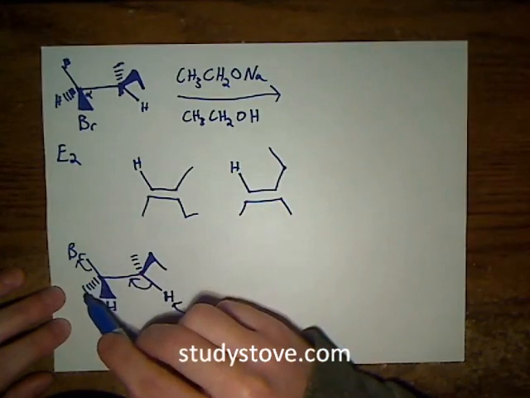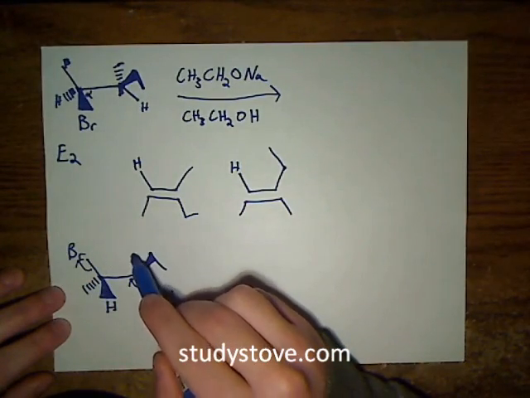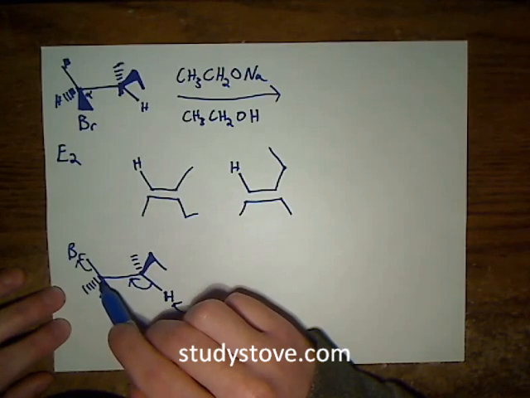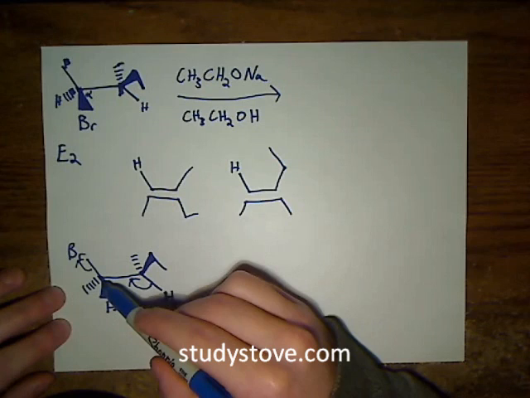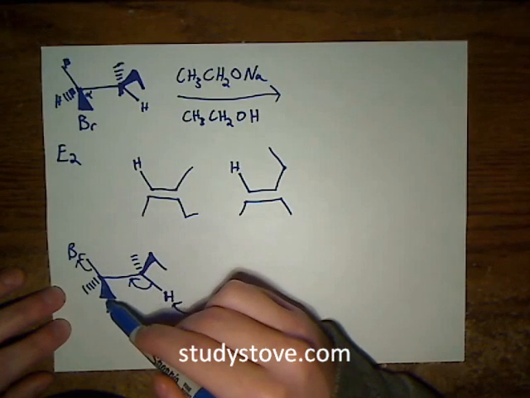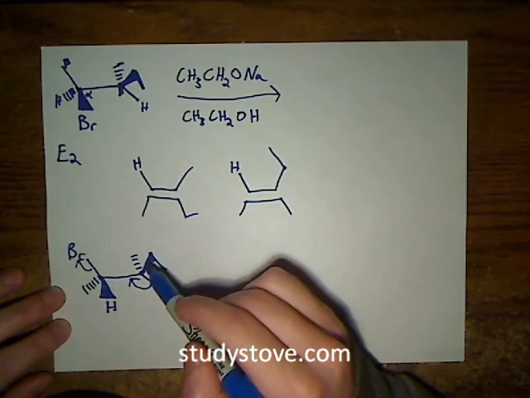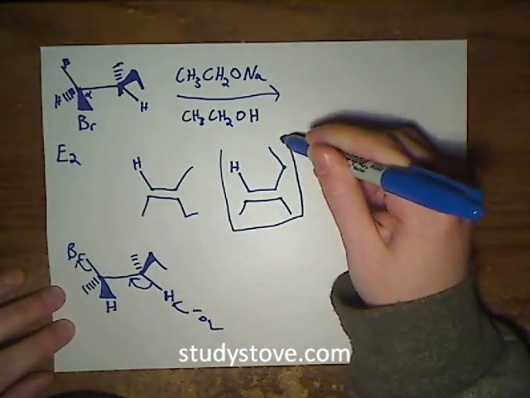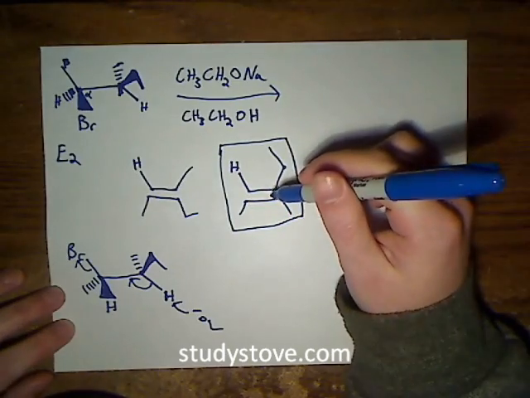Now you can see that we're going to have these two methyl groups that are both going into the page, both on the same side. And we're going to have the hydrogen and the ethyl group, which are both coming out of the page, towards us, on the same side also. And that is this product right here. So that's going to be our answer.